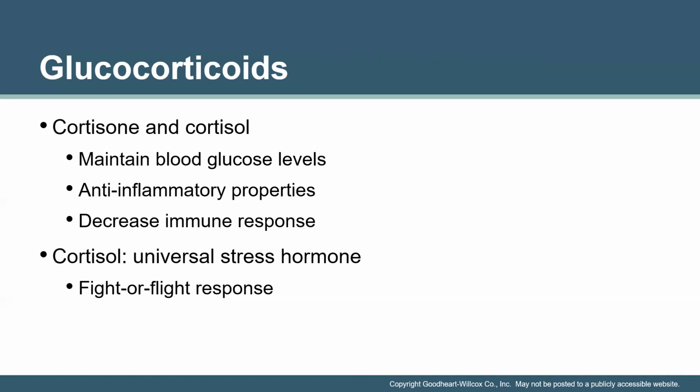Glucocorticoids. These are cortisone and cortisol. We've heard a lot about cortisol. This will help us maintain glucose levels. They do actually have anti-inflammatory properties in the short term, but they can decrease your immune system. So we think of cortisol as a stress responder, right? Universal stress hormone noted in the fight or flight response. Now, chronic release of cortisol has some different impacts on the body as things progress.